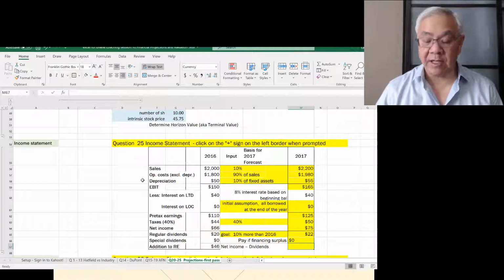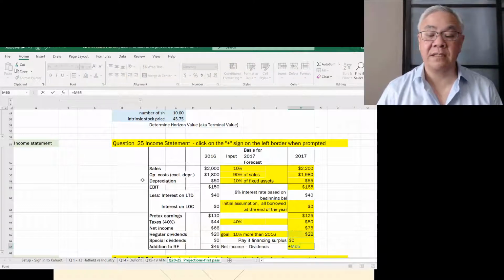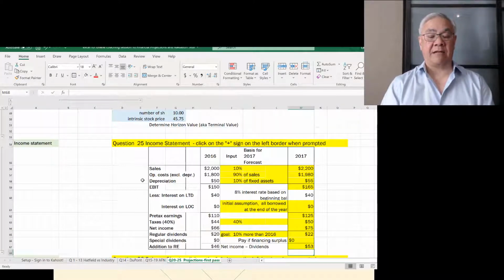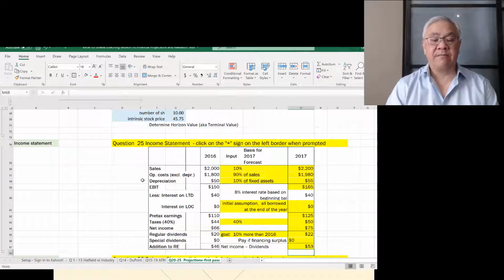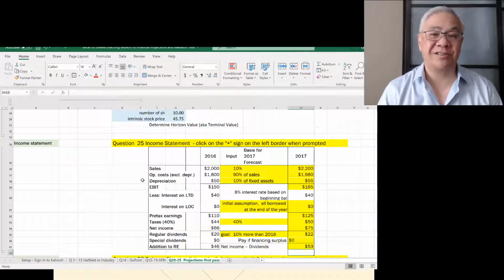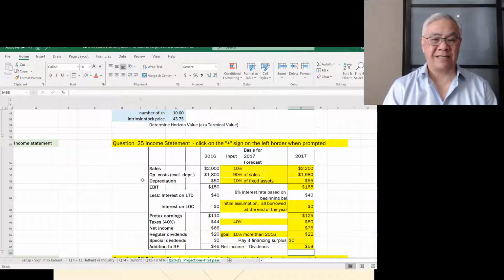So the addition of retained earnings is the profit, 76 minus the dividends, and that is $653. So we grew retained earnings by $53 in 2017. I guess we're projecting to grow it by $53 in 2017.